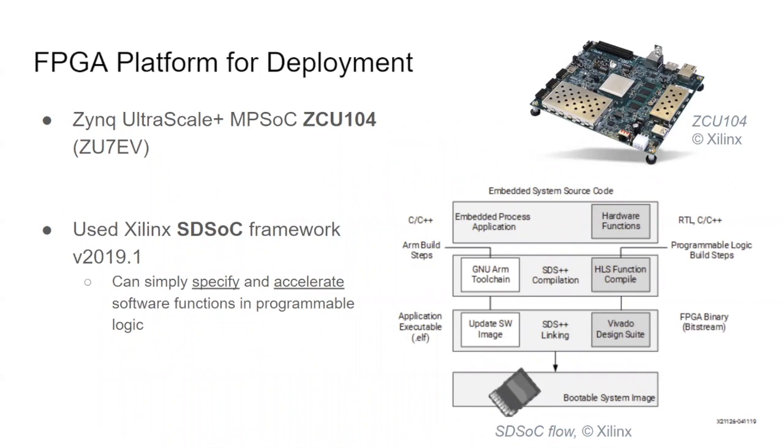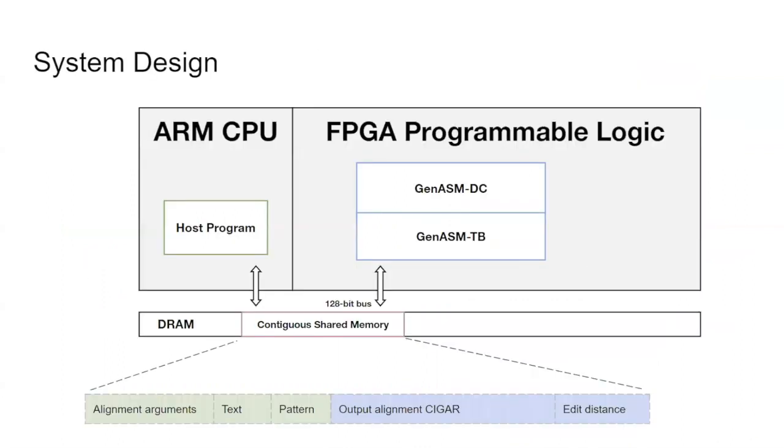For deploying our GenASM framework on hardware, we use the ZCU104 board, and we use the Xilinx SDSoC framework to develop the host, ELF, and the bitstream, as it's very easy to accelerate software functions in hardware using SDSoC. In terms of our system design, we have a contiguous region of memory that is shared between the ARM CPU and FPGA logic, and they use this shared memory region to exchange the input and output arguments and strings.